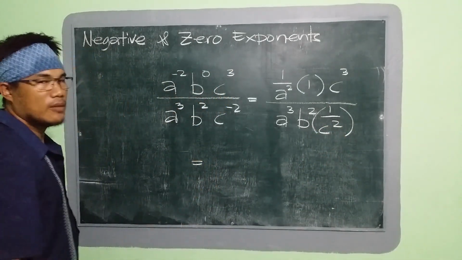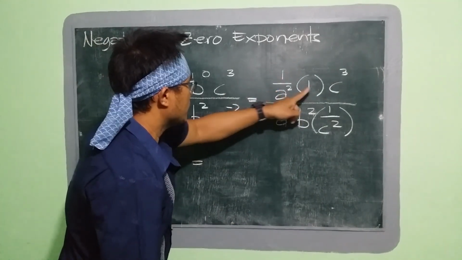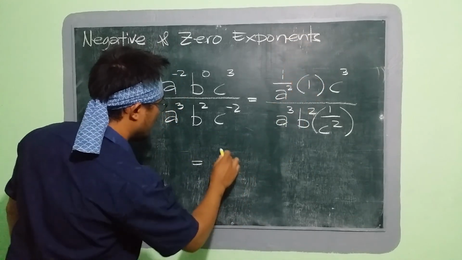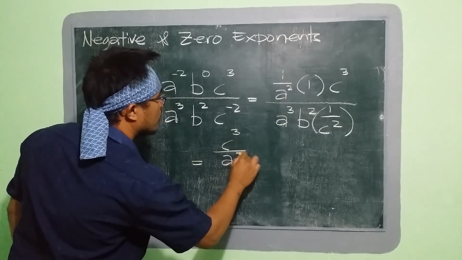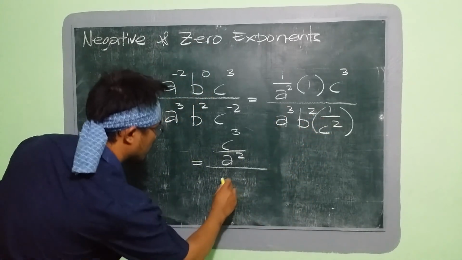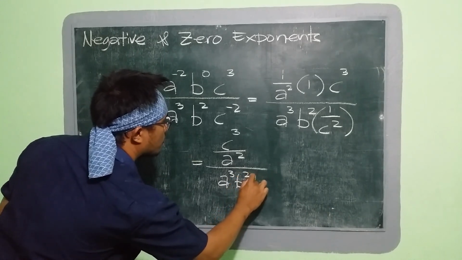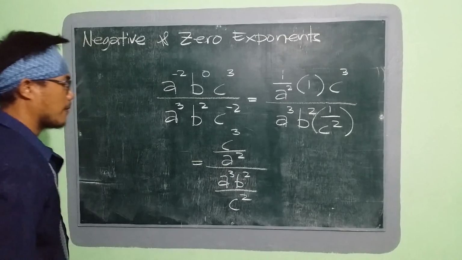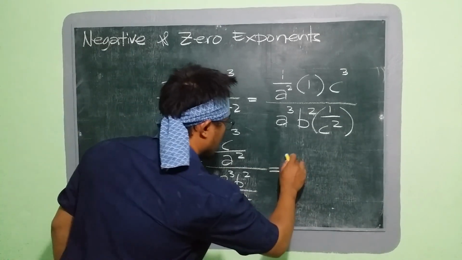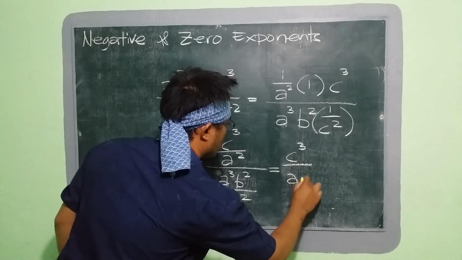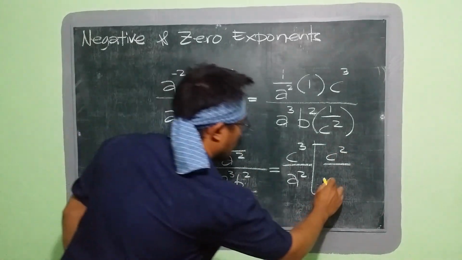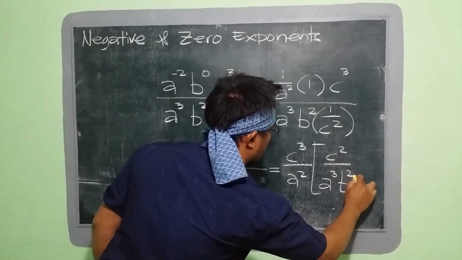Okay, we simplify. So 1 is multiplied by 1 and multiplied by c cubed. So we have c cubed over a squared as our numerator. Then under, we have a cubed times b squared times 1. So we have a cubed b squared all over c squared. Now, to simplify further, we're going to take the reciprocal of the denominator and proceed to multiplication. So we have c cubed over a squared multiplied by the reciprocal, c squared over a cubed b squared.